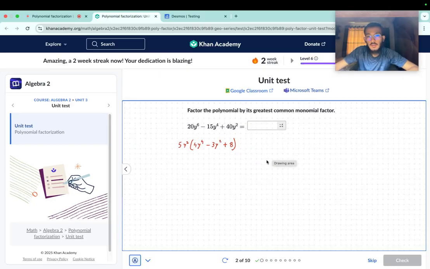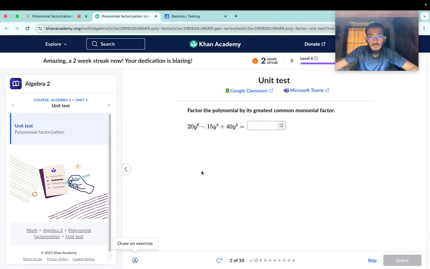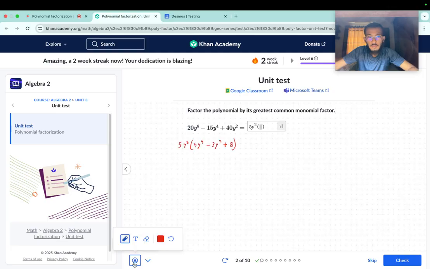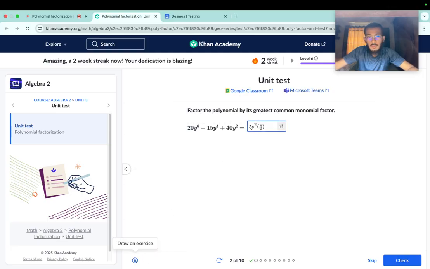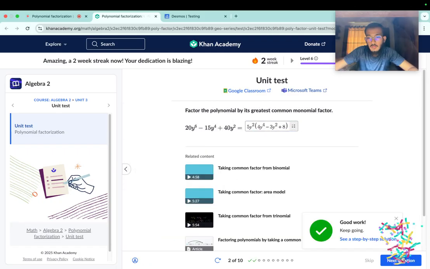So this is our answer: 5y squared, then we have 20y to the power 4, negative 3y squared, plus 8. Okay.